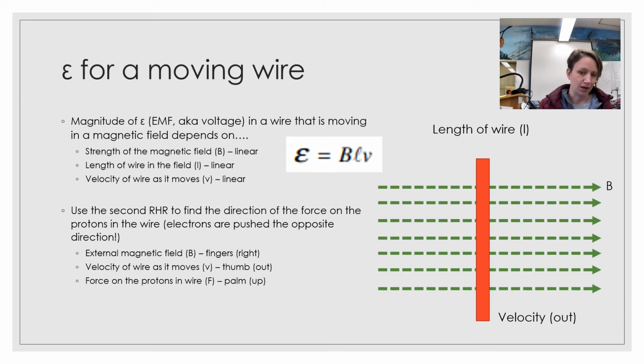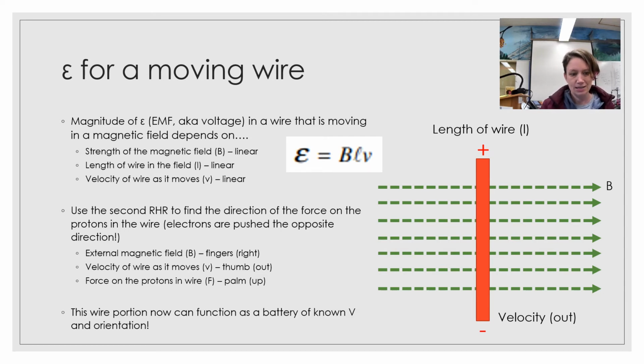If you've done it with your correct hand, you should discover that in this case, the protons are pushed upwards, which means functionally what we've created is a battery that has a voltage we can calculate using that equation above, and an orientation that we can figure out with the right-hand rule. So that moving wire could be used in a circuit as the voltage or as the battery.